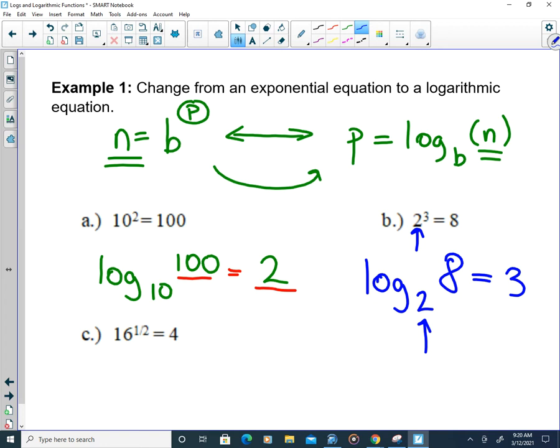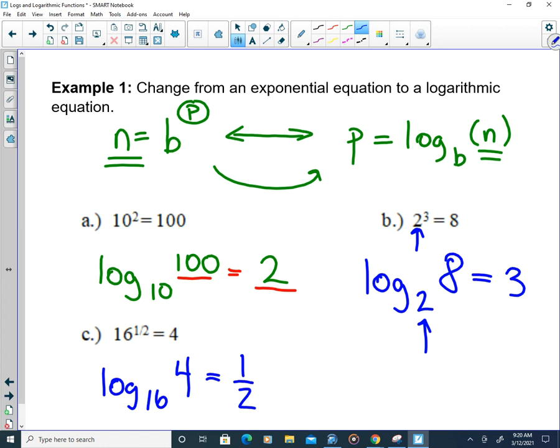So how would we rewrite C? That would be log base 16 of 4 is equal to 1/2. So again, we didn't do any math here. We're just rewriting it from an exponential equation to a logarithm equation.